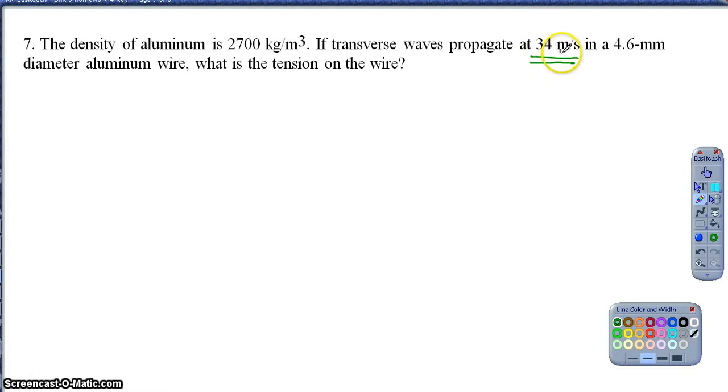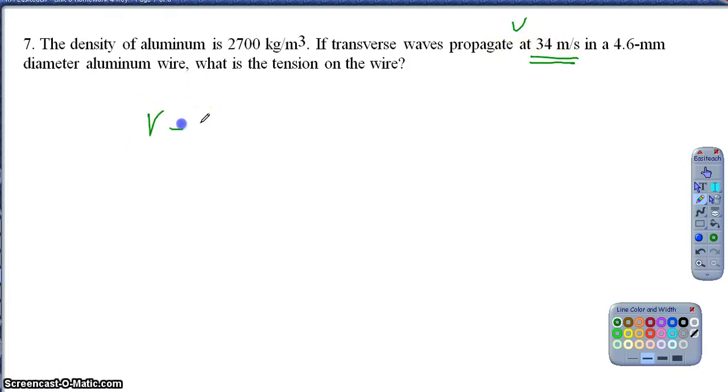But the 34, which had the apostrophe S, should have been meters per second. I don't know why, some reason when I translated that from the online book to the Word document, it didn't translate right. But anyway, it should be 34 meters per second. So they're giving us the velocity that the wave travels down the wire at.